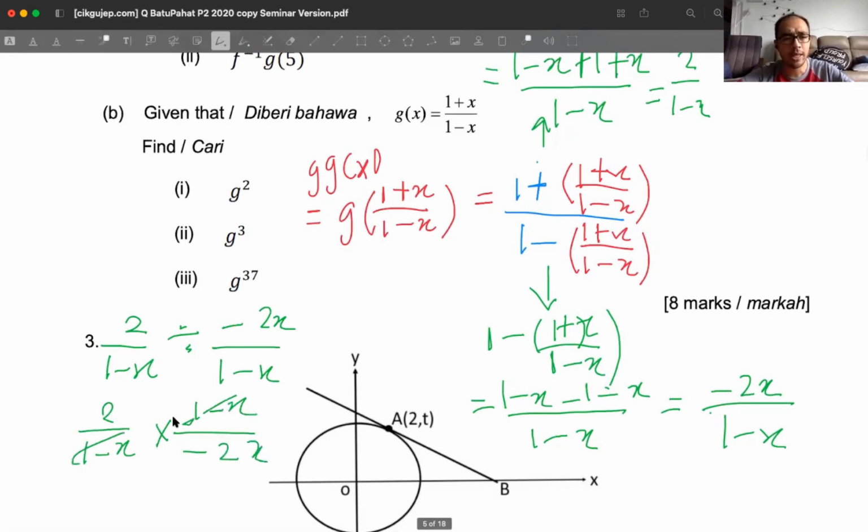Am I doing this correctly? Yeah, it should be. Okay, 2 and then negative 2. So I'll get negative 1 over x. Okay, so that's G2.